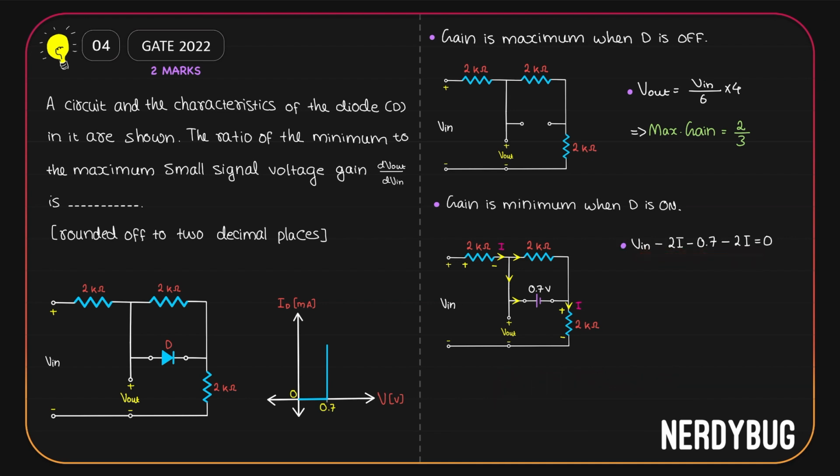From this equation, I can write an expression for 2I. 2I is V in minus 0.7 divided by 2. Or I can write V in by 2 minus 0.35. Let it be there. Now, to find an expression for V out, I will take this loop.